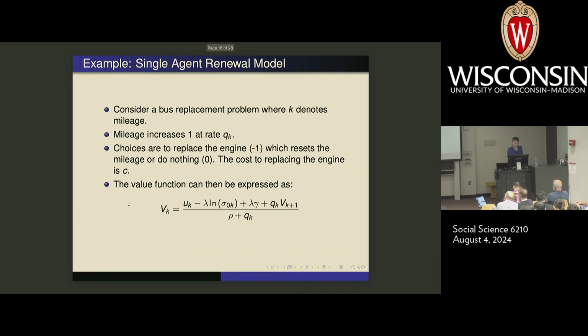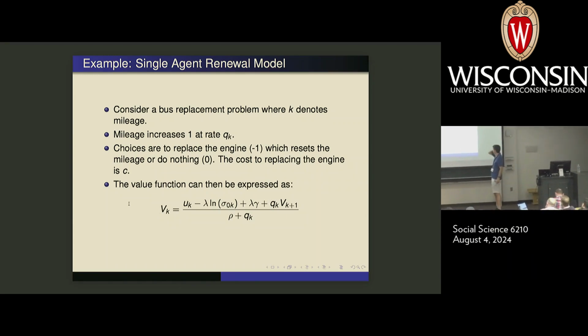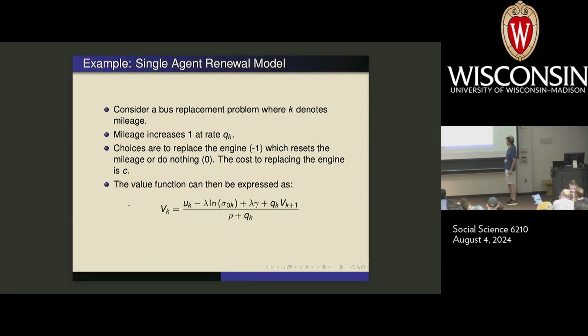All right. So another thing, and again, I chose the nice minus 1 for the choice. Keep meaning to update that. But consider a bus engine replacement problem where K denotes mileage. And we can just keep it simple, where mileage is going to increase by 1 at some rate that depends on the current mileage state. Choice is to replace the engine, which resets the mileage, or do nothing, and then there'll be some cost of replacement.